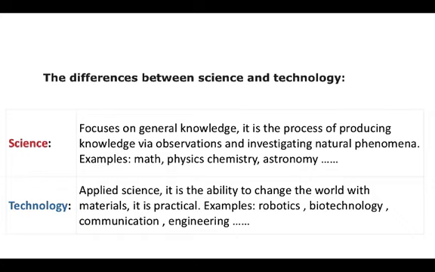It's the process العملية of producing إنتاج knowledge المعرفة via observations and investigating natural phenomena. Via, it's خلال أو من خلال observations الملاحظات and investigating natural phenomena من دراسة أو التحقيق في الظواهر الطبيعية. And the singular of phenomena is phenomenon. Phenomenon. This is one example of what is called irregular plural. Examples, we have maths, maths with S. Maths, physics, chemistry, astronomy, economics.